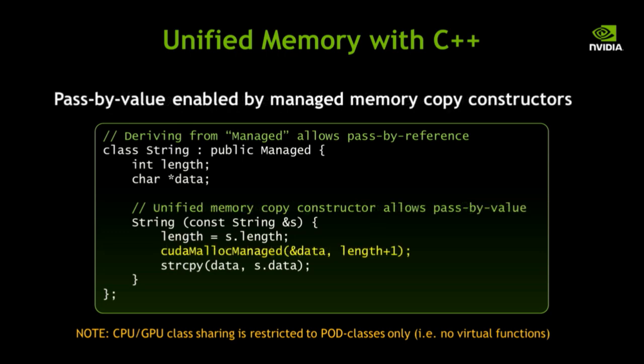And if we also change our copy constructor for the string class to use CUDA malloc managed, then now we get pass by value working. So now I can pass a structure by value, which causes the copy constructor to be invoked, which will create a copy of the string in unified memory, and then the kernel can access it also.